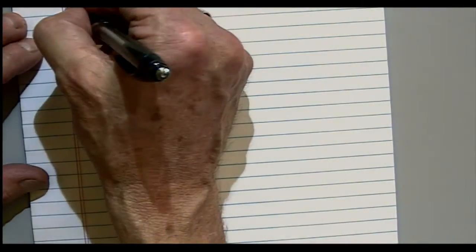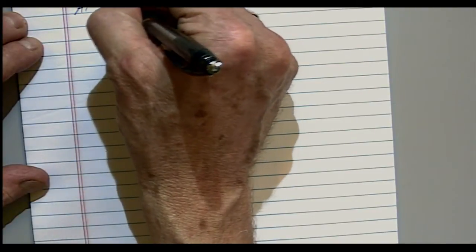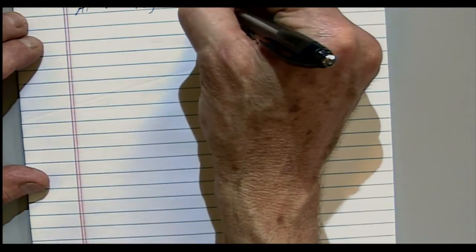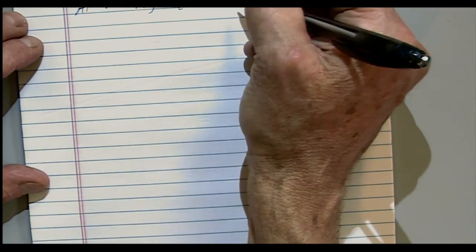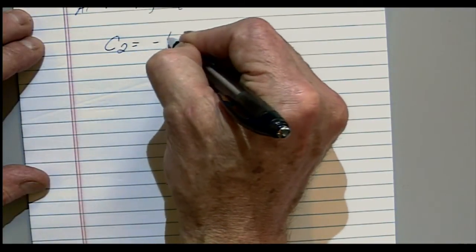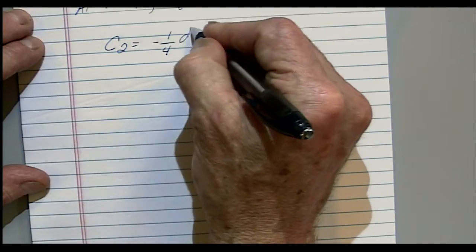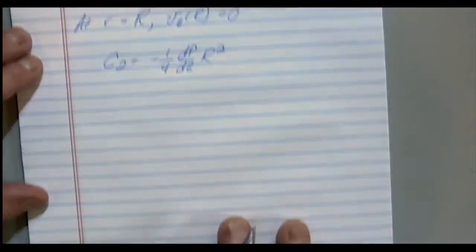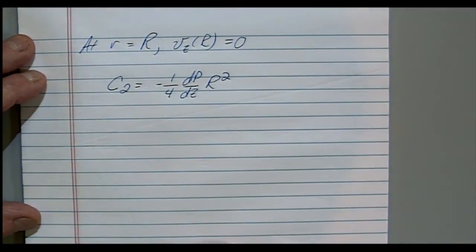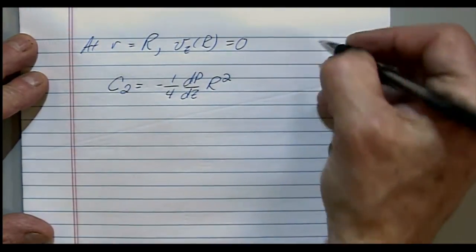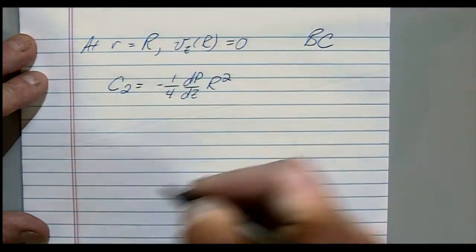All right, and now we apply our second boundary condition. So at r equal to capital R, the velocity in the z direction is equal to 0. And that implies, when we plug that back in, that C2 must equal minus 1/4 times the pressure gradient times R squared. Okay, so that's the expression for C2. We get it from our second boundary condition. So this is the boundary condition that we applied.